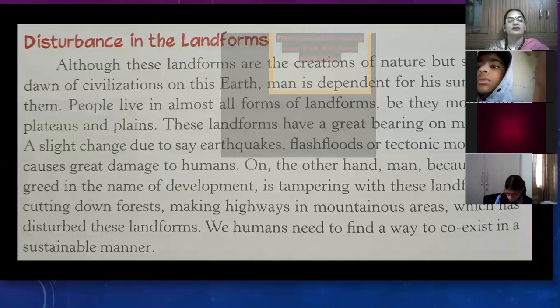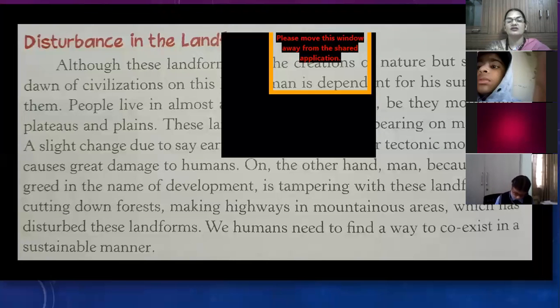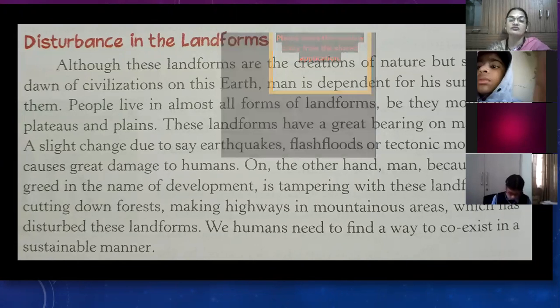On the other hand, man becomes greedy in the name of development. He is tampering with these landforms by cutting down forests and making highways in mountainous areas, which disturb these landforms. We human beings need to find a way to coexist in a sustainable manner, because it's difficult if we don't stay together.